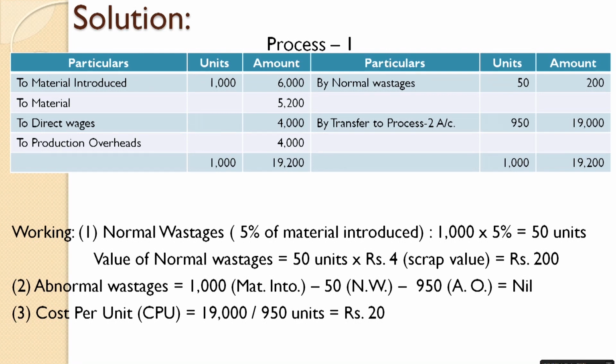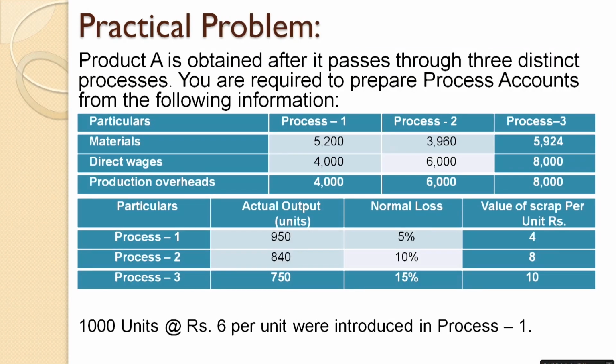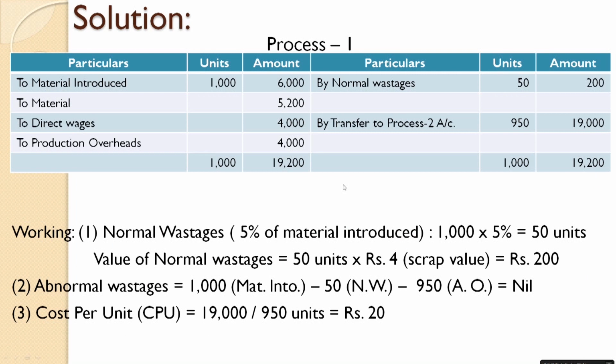Now see, all the three expenses of the process 1 account will be recorded one by one on the debit side of the process account, like material cost incurred in the process 1, that is 5200 rupees, direct wages incurred rupees 4000 and production overheads rupees 4000. So all these three expenses, which are given in the question in the process 1 column, are recorded here on the debit side of the process 1 account.